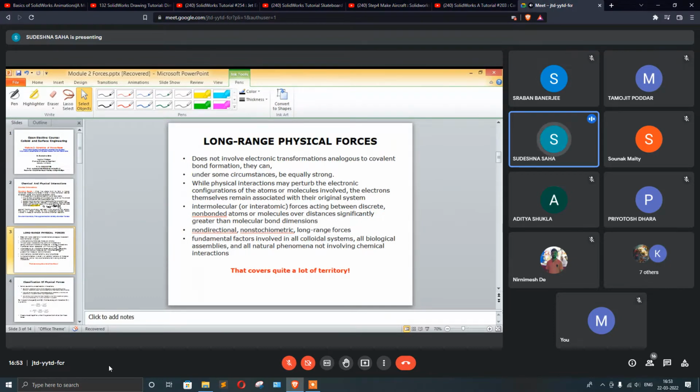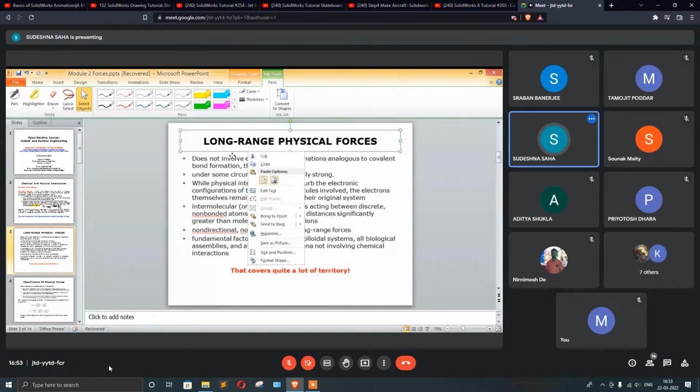Whenever we talk about physical interactions, the bond formation due to physical interactions is generally non-directional, non-stoichiometric, and mostly they are long range forces. So that's why I have put over here long range physical forces rather than just physical forces.